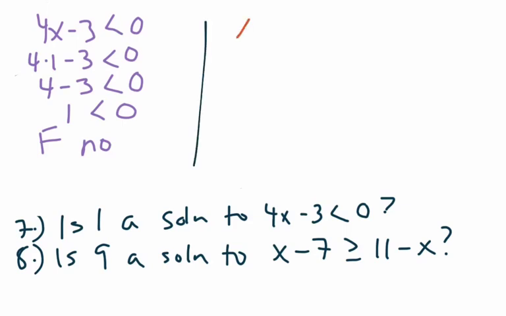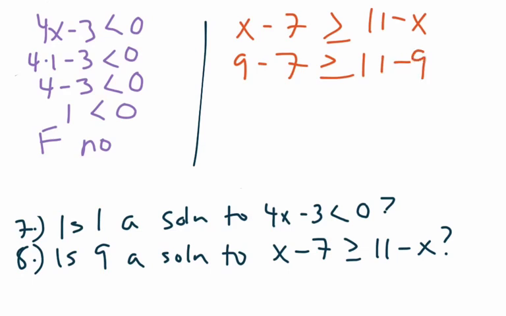And last but not least, we have this. So is 9 a solution to this? We plug in a 9 each place you have an x. 9 minus 7 is 2. 11 minus 9 is 2. And it says 2 is greater than or equal to 2. 2 is greater than 2 is false, but 2 is equal to 2 is true, and it can be one or the other in this problem. So yes. So there's our lesson on solutions to equations and inequalities.